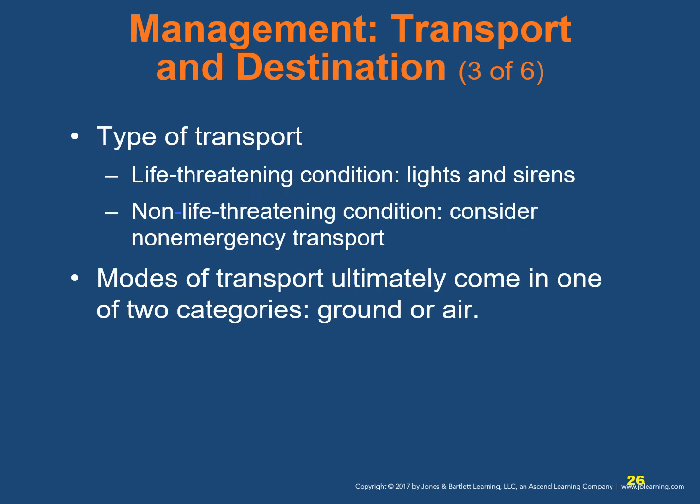Type of transport. If a life-threatening condition exists, the transportation should include lights and sirens. If the patient is not critical, consider non-emergency transport. It is a much safer method of transport and will often result in arrival only a few minutes later than an emergency transport. Modes of transport ultimately come in one of two categories, ground or air.